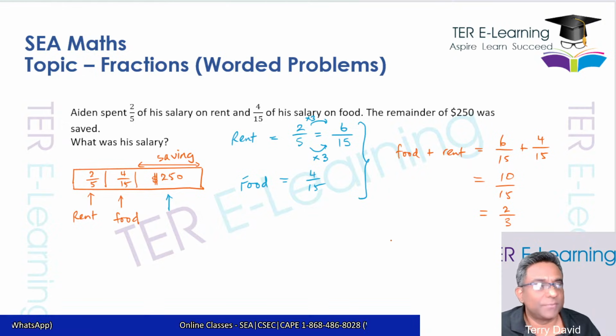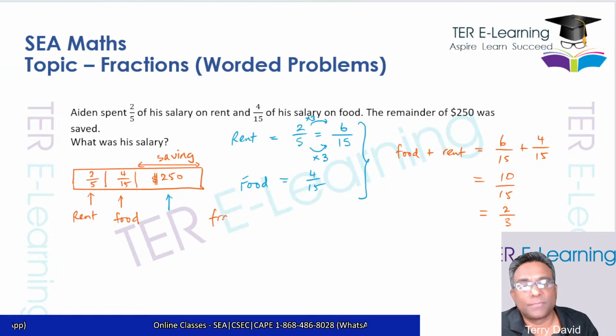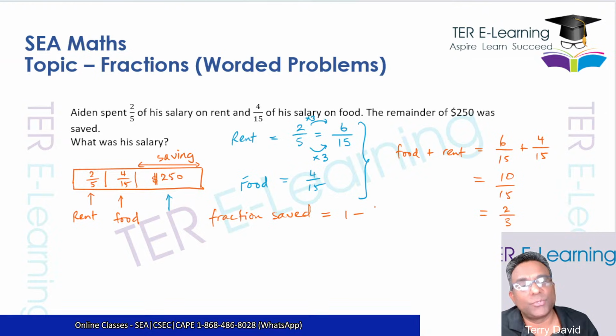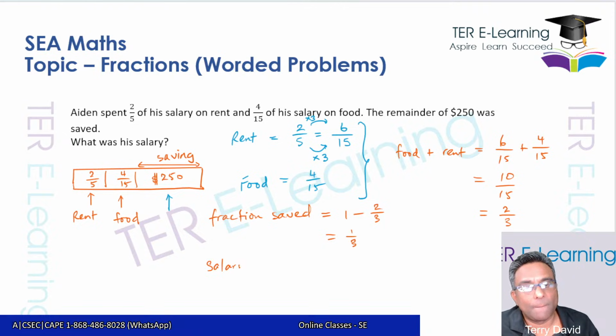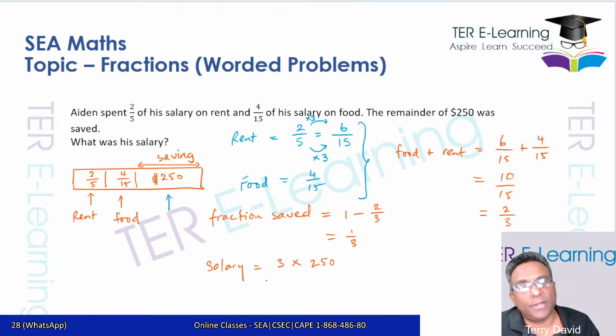So the fraction left, or the fraction saved, is simply going to be 1 minus 2/3, which is 1/3. Now that 1/3 there is equivalent to $250. So if you want to work backwards and work out his salary, if 1/3 is $250, then all we need to do is say 3 multiplied by 250, and we're going to get $750.